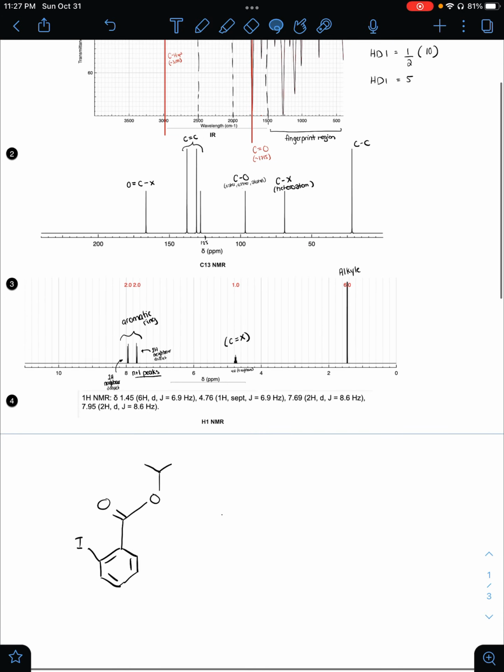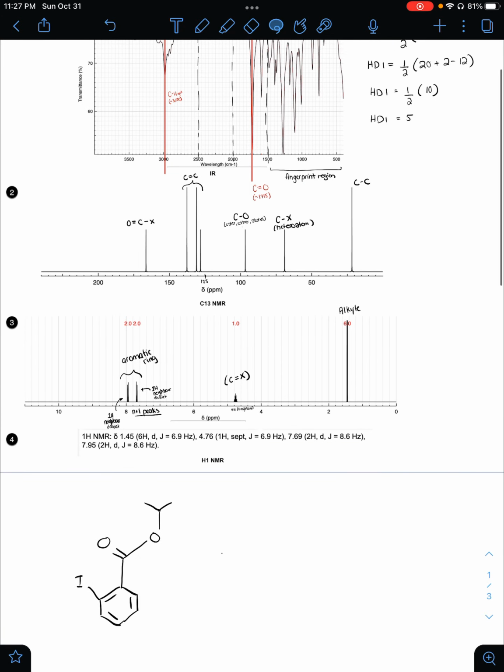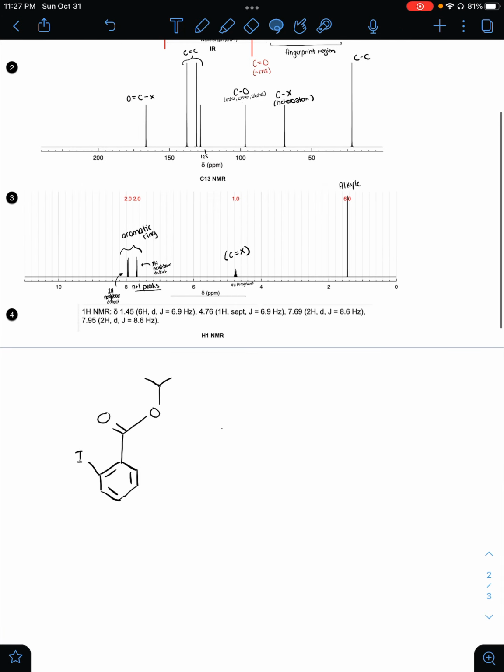And last but not least, the way that we can confirm this is that the HDI is 5. We can see that there is 1 benzyl group, so 1 aromatic group, plus 3 pi bonds, plus another pi bond over here. And that will give us a total of 5.